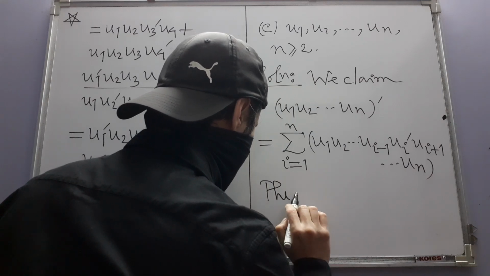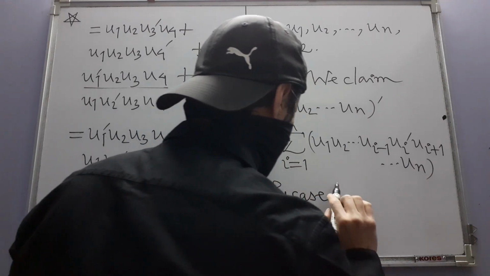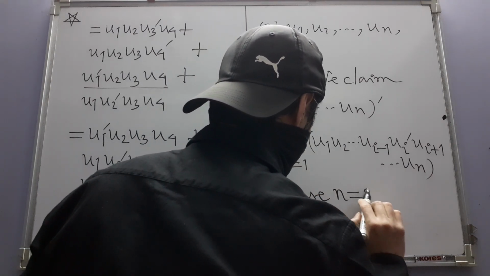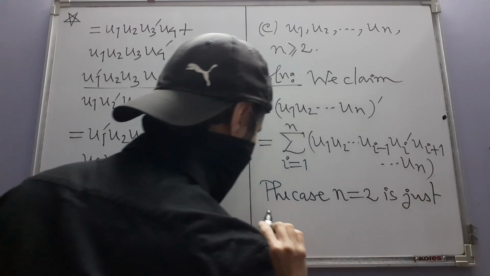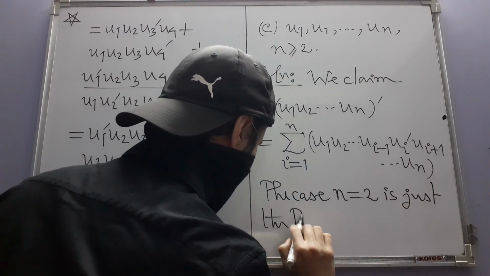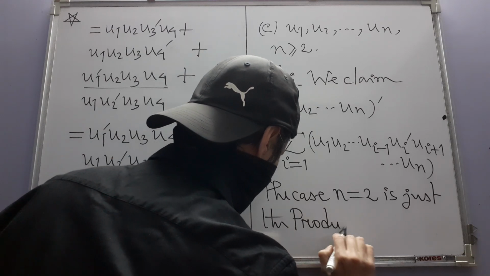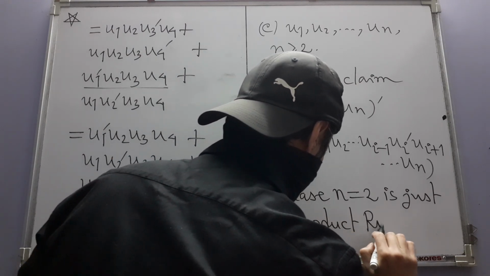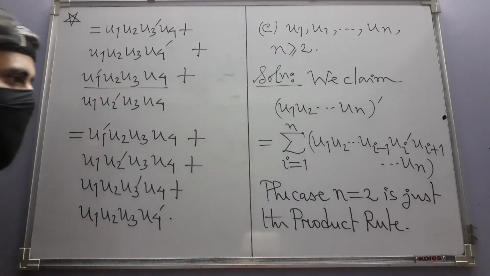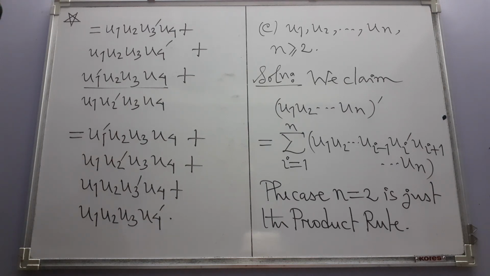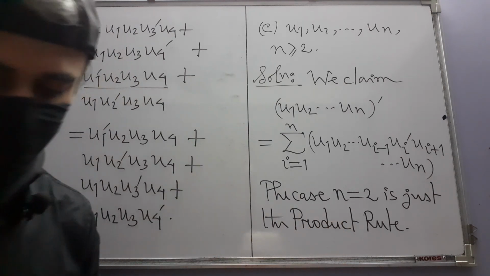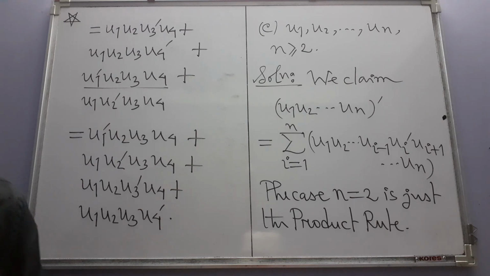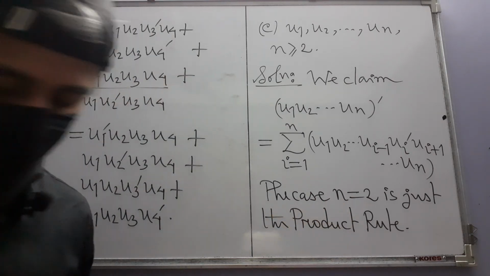The case n equal to 2 is just the product rule. It's nothing else. Okay, so there you do not have to do anything. We have already done that. And this is the basis for our induction.